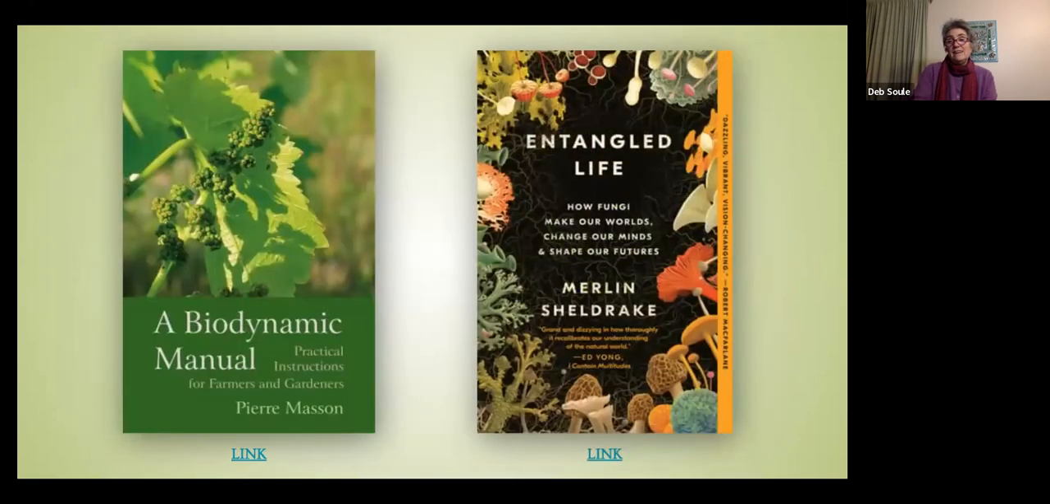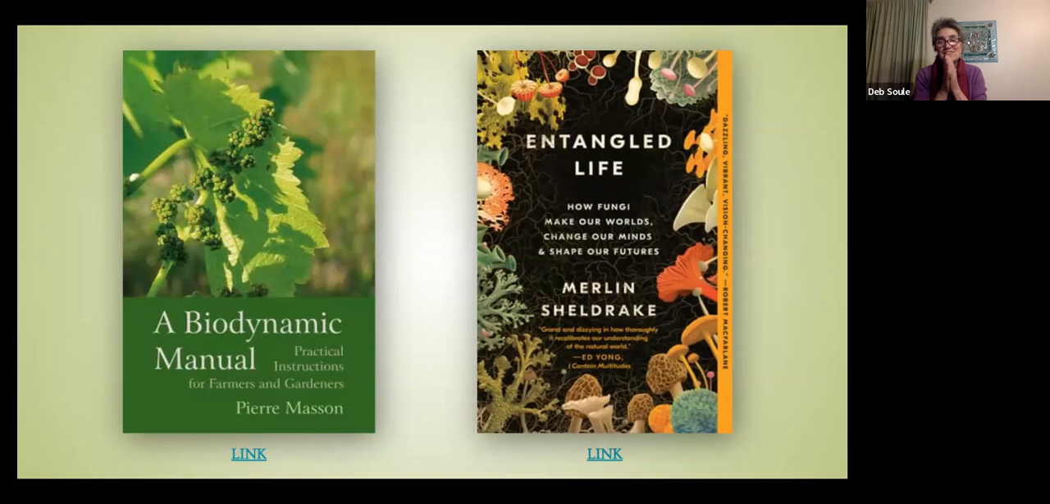And the Biodynamic Manual is for those of you who are really practical and wanting to jump in, and even just if you want to learn a little bit about compost teas and fermented teas. Both Michael Phillips and the Biodynamic Manual give us incredible instructions on how to be really good plant tea makers for the plants.